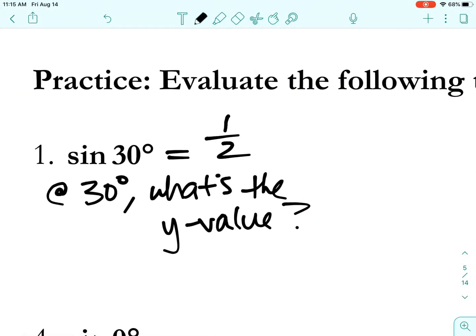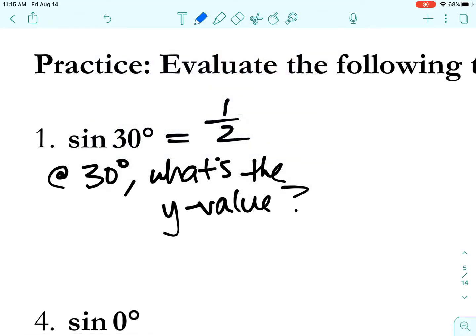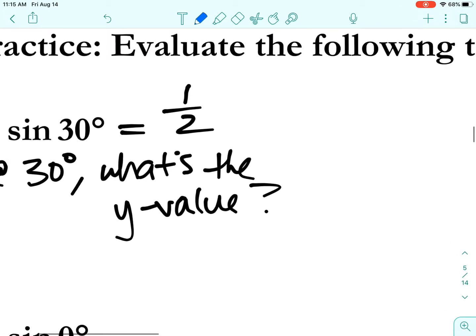I also want to show you a little bit of a longer way. If this is a little bit mind-blowing to you, you can do the old-fashioned way to answer this question, sine of 30 degrees. And a lot of times what I'll do at the very beginning when I'm still learning these is I will actually sketch the triangle at 30 degrees.